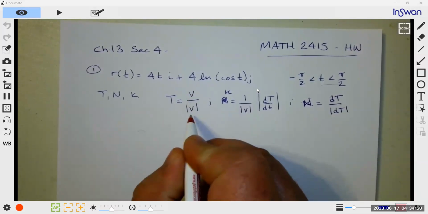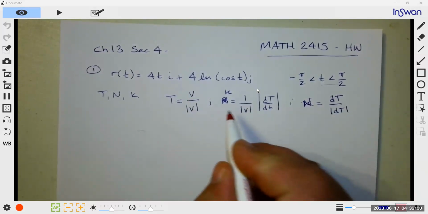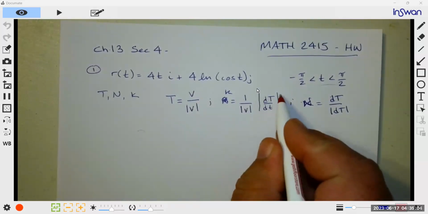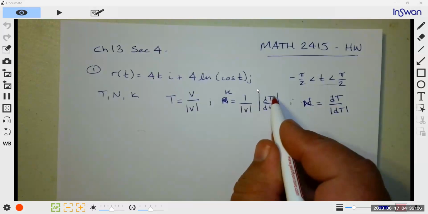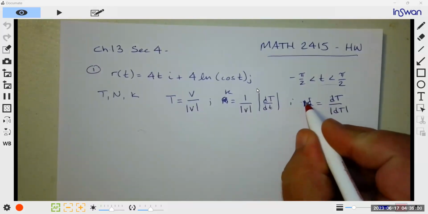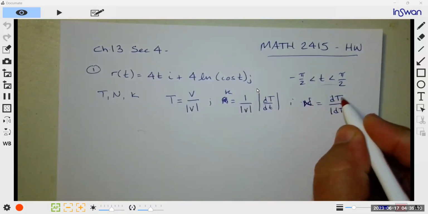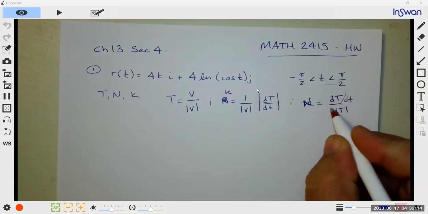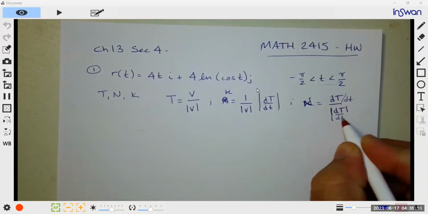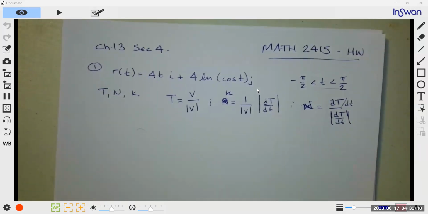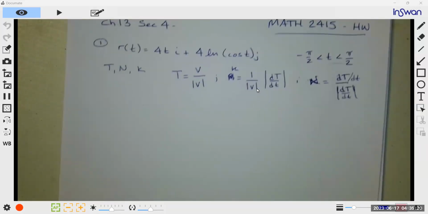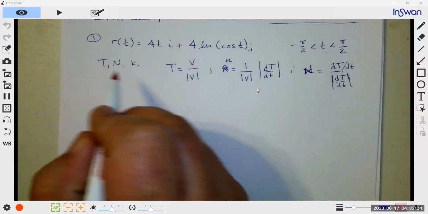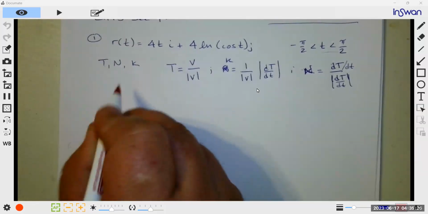T is v over the magnitude of v. K is 1 over the magnitude of v times the magnitude of dT/dt. And N is dT/dt over the magnitude of dT/dt. All right, so let's begin. We have to first find v in order to find T.